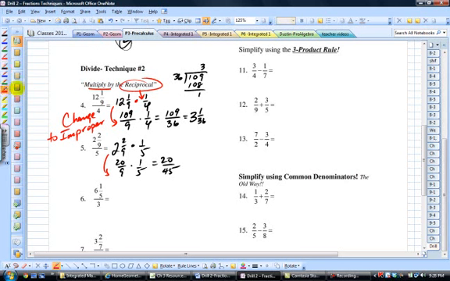45ths. What's faster, though, is simplifying here first. Divide by 5, divide by 5. I get 4/9. Okay? So simplify first if you can, and then from here to here you simplify.